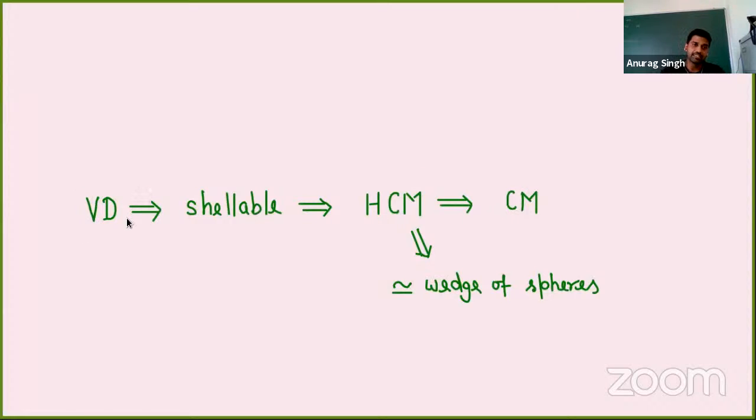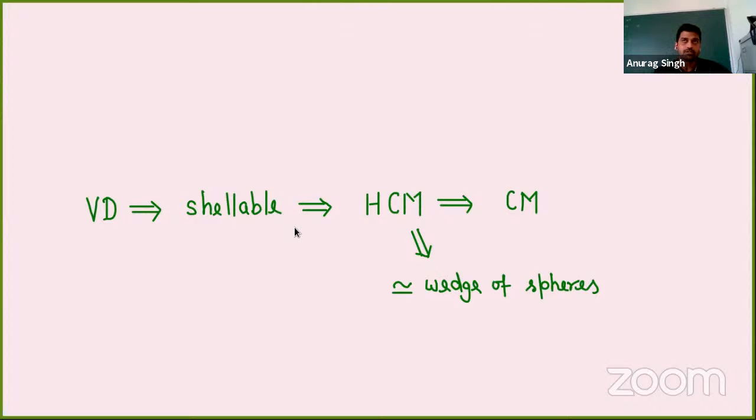People have proved that vertex decomposability is the strongest of all the notions that we've defined. So vertex decomposability implies shellability, and shellability implies homotopy Cohen-Macaulay, which implies Cohen-Macaulayness. Homotopy Cohen-Macaulay also implies that the complex is homotopy equivalent to a wedge of spheres. And these implications are strict. There are many counterexamples to this, and that would take one lecture to talk about, so maybe I'll just skip the counterexamples here and go ahead.